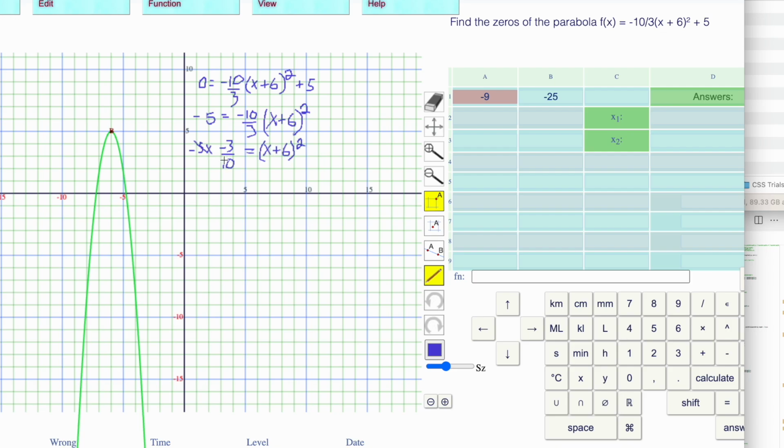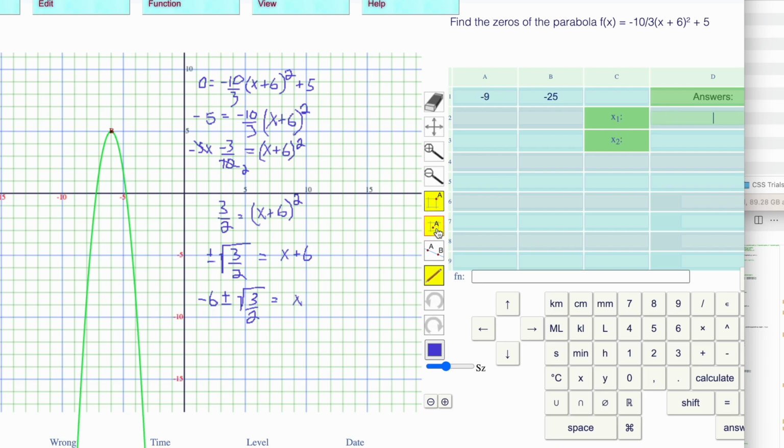The 5 is going to cancel with the 10. That's going to give me 2, and a negative times a negative is a positive. We have 3 over 2 is equal to x plus 6 all squared. If I take the square root of both sides, I'm going to end up with plus or minus the square root of 3 over 2 is equal to x plus 6. If I subtract 6 from both sides, I end up with negative 6 plus or minus root 3 over 2 is equal to x. And there's my solution.